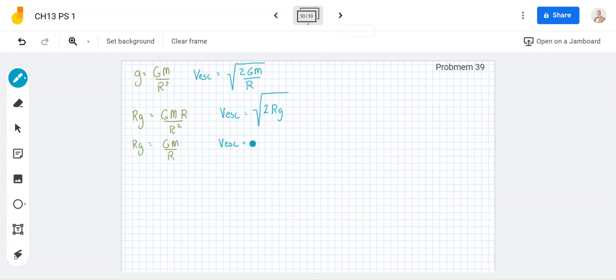And the problem says that the asteroid has a radius of, now it says 500 kilometers. We've got to work in meters, so 500,000. And the acceleration of gravity is 3. All right, so let's plug and chug that. And I got the escape speed to be 17,032, and that would be meters per second.